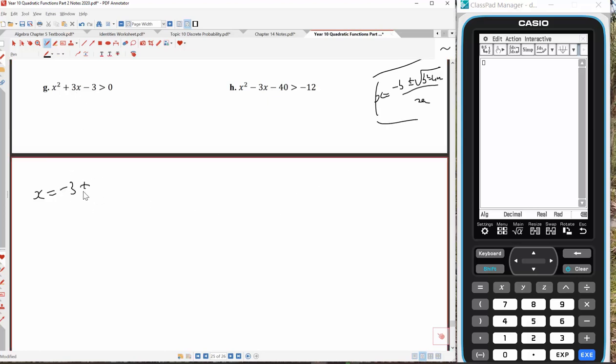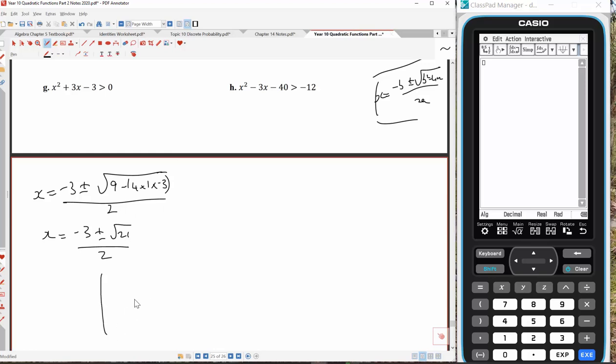-b is -3 plus or minus the square root of b squared, which is 9, take away 4 times a times -3, all over 2a, which is 2. X equals -3 plus or minus, so that's -12. 12 negated is going to be root 21 over 2.